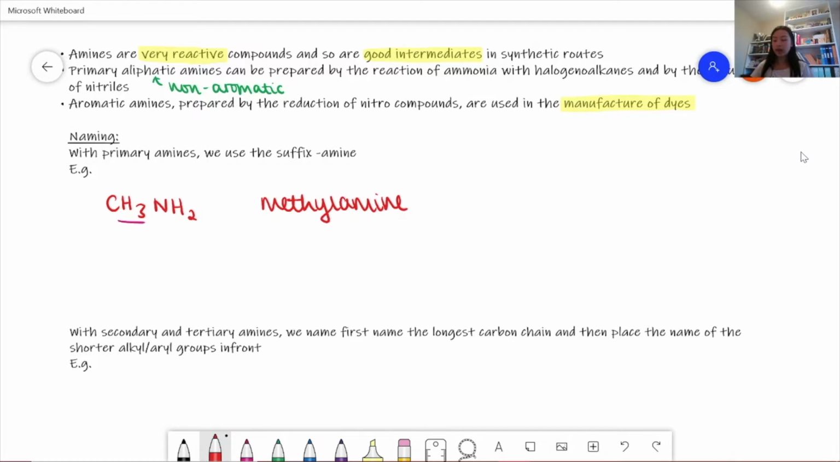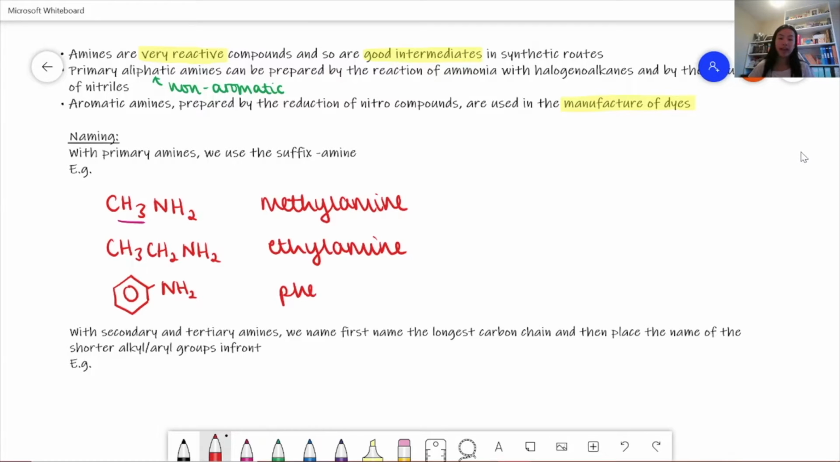And so similarly, we have ethylamine, which would have this formula. And we can also get one with a benzene. So we have benzene here, and if we have an NH2 attached here, this would be phenylamine, because again, the amine takes priority, and so it becomes the root of the name.